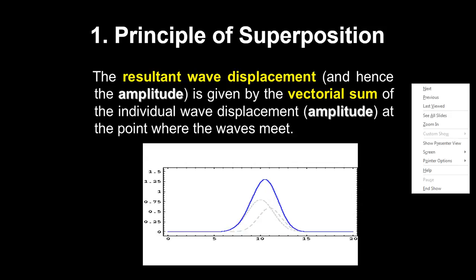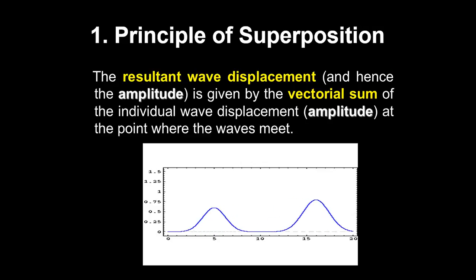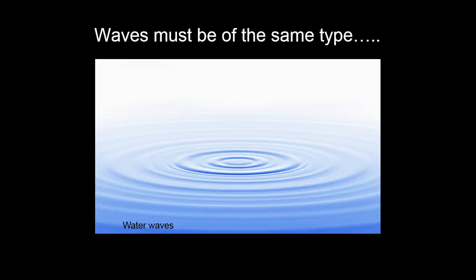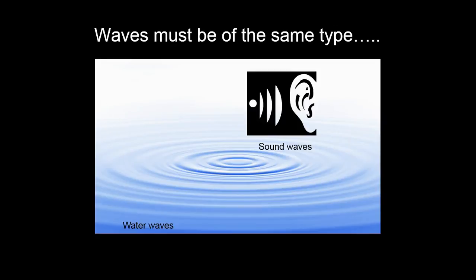If one of the pulses is negative, then we have to subtract because it's the vectorial sum. So we need to consider direction as well. One thing you must bear in mind when you want to apply the principle of superposition: the waves must be of the same type. If it's sound waves and water waves, there will be no interference, or there is no superposition.